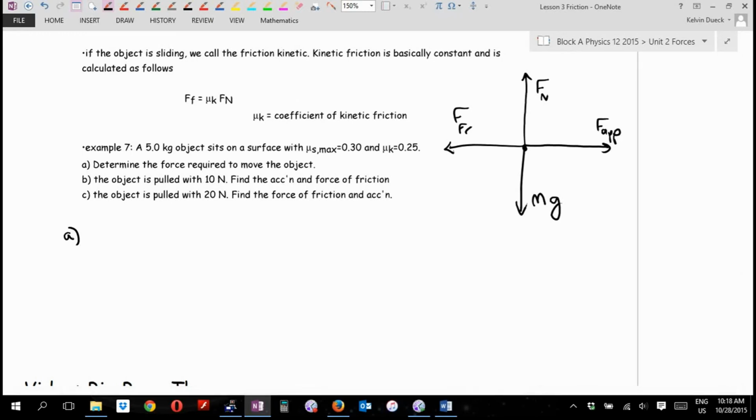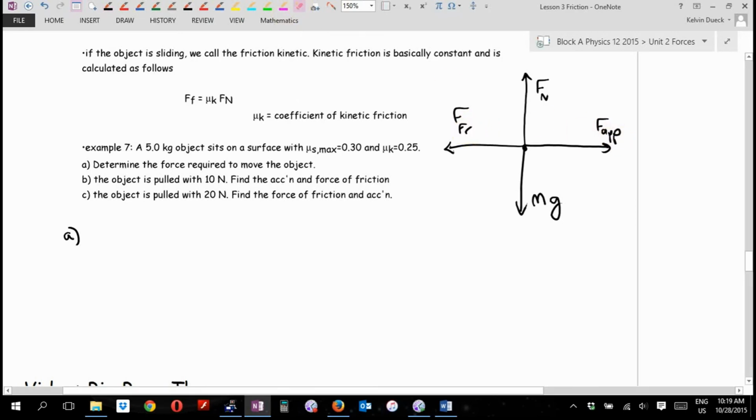Now, A says determine the force required just to start the object moving. Just to get it moving, can you tell me how big the applied force has to be to get it to accelerate at all, to get it to move at all? Looking at my free body diagram, maybe I'm overcomplicating it. Doesn't the applied force have to be that big?